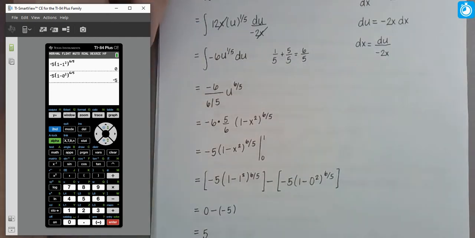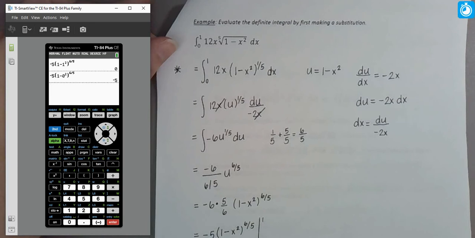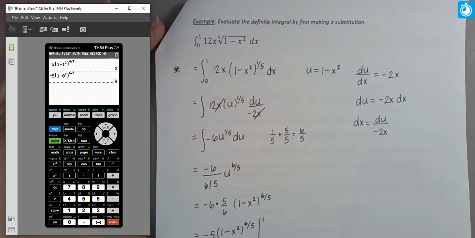And as we saw in this last example, finding a definite integral, not that different from finding an indefinite integral using substitution. We just have to remember to substitute our limits of integration at the very end once we're back in terms of the original variable.